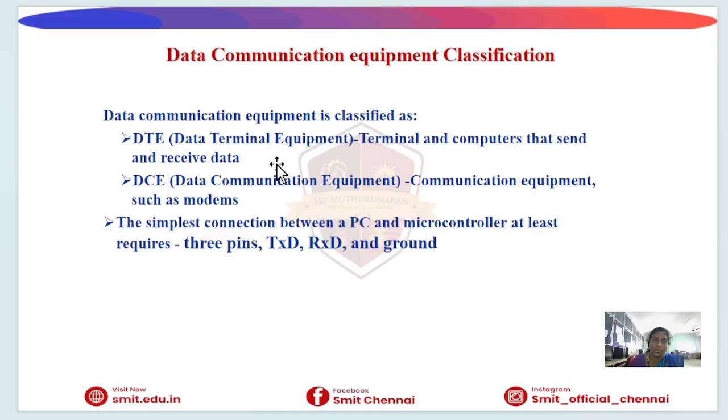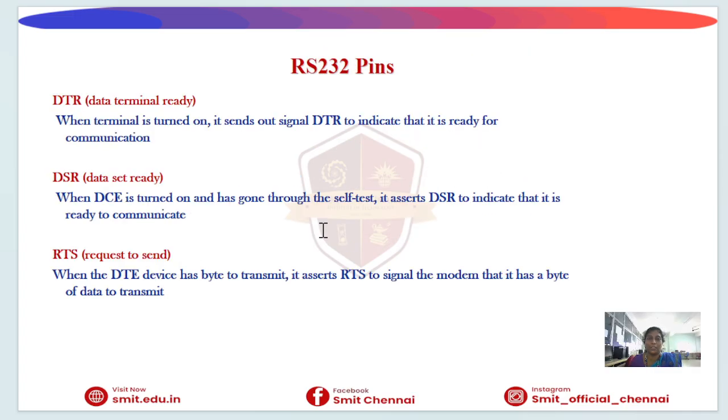What is the simplest connection? A minimum of three wires is required: one for transmission, the second for receiving, and the third for ground. This is the main basic simple connection. The important point is that the transmission of one device is connected to the receiver of the other device. So these are the three simplest pins.